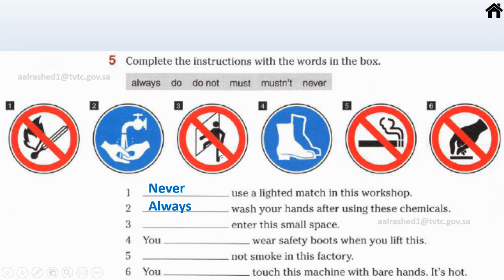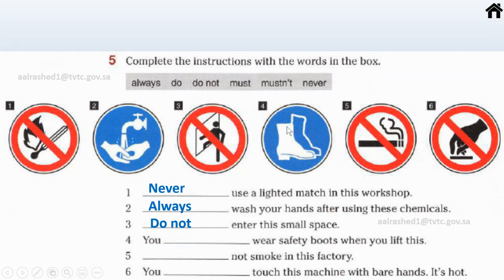For 3, we have a person and we have a door. This sign tells you to not do something. We use never, so we need a negative form. I can't use mustn't because I don't have a subject. So the answer will be do not. Do not. The opposite of this, you could simply say enter.